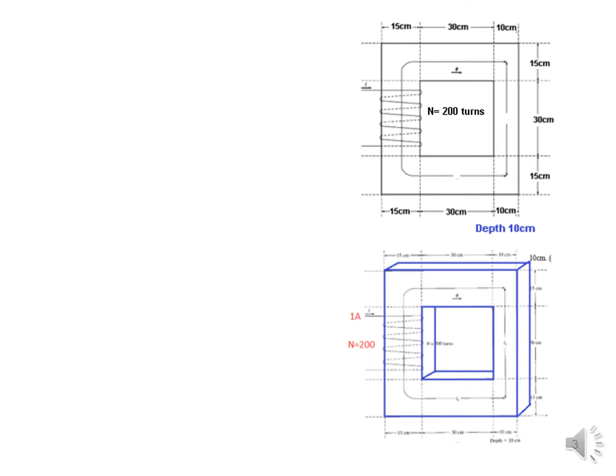Okay, so this was the circuit. We can redraw it in 3 dimensions to have an idea about the area of cross section. So this is a 3-dimensional view. You can see this is the depth and this is the width here. So the question is how much flux will be produced, which we have to keep in mind.